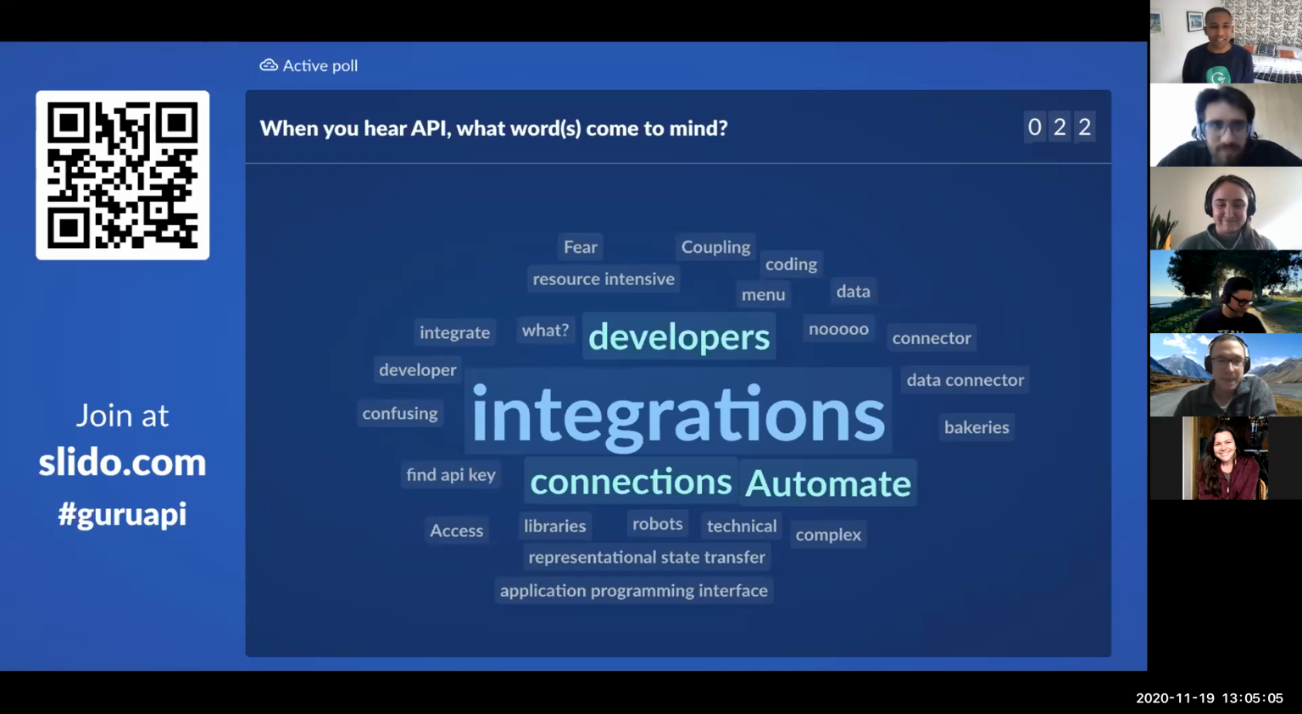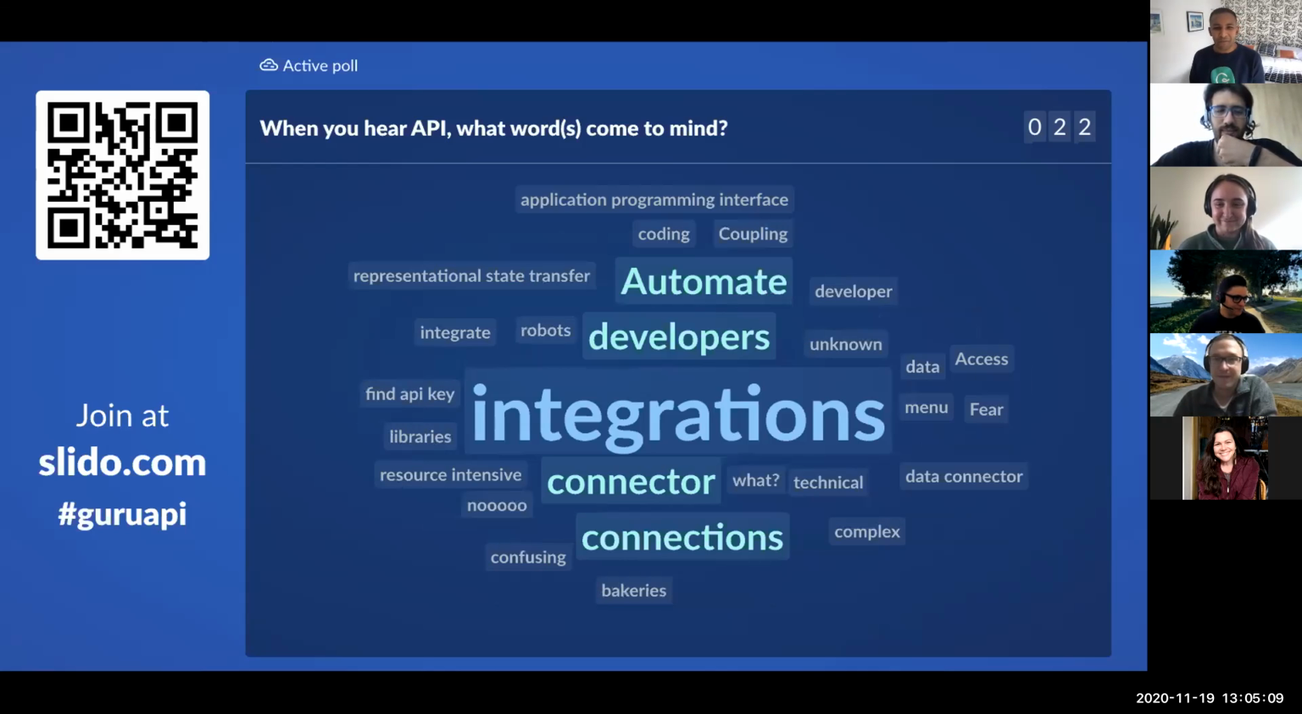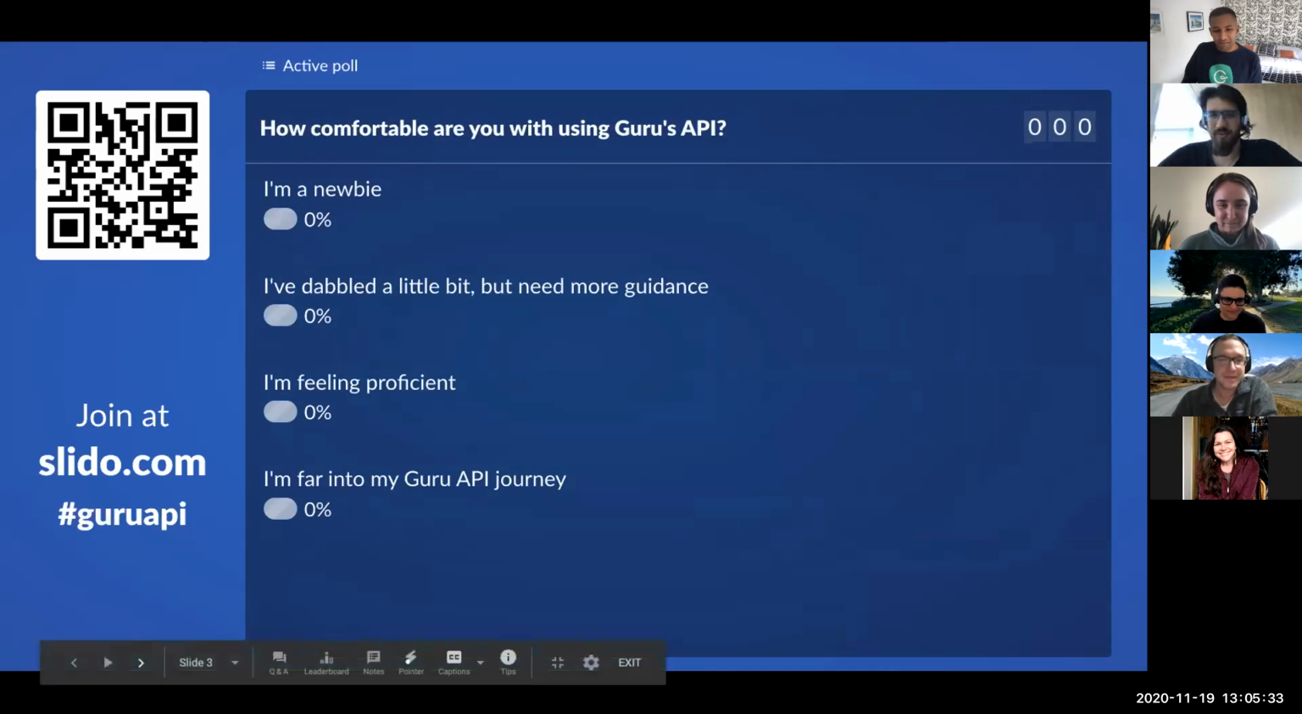I love that we're doing this because we can get a pulse check on where everyone is. Some folks are like, yep, I'm all about that representational state transfer life. And some folks are like, we're talking about bakeries and what? And I'm afraid of this. And I really appreciate that. We got 22 folks that answered. I love that. We're going to have 22 on the next question as well to gauge a little bit about your experience using API.